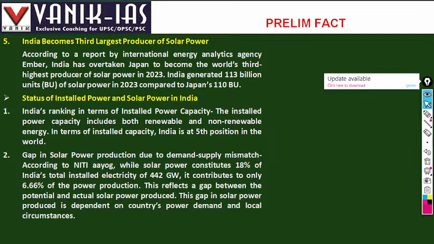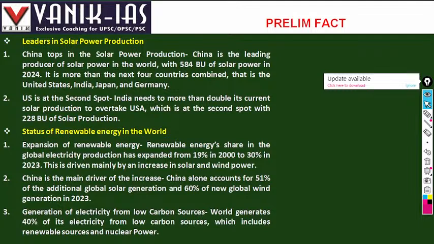According to Niti Aayog, while solar power constitutes 18% of India's total installed electricity capacity of 442 gigawatt, it contributes to only 6.66% of the power production. This reflects a gap between the potential and actual solar power produced. This gap in solar power production is dependent on the country's power demand and local circumstances, rainfall, cloudy situation, etc.